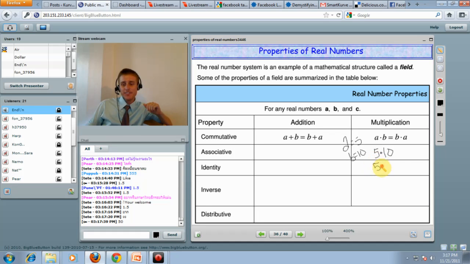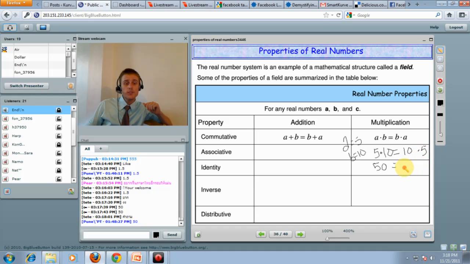5 times 10 equals 50. And what the commutative property says is that 10 times 5 will give you the same answer. Correct, 50. All this rule says is it doesn't matter the order, it will give you the same answer.